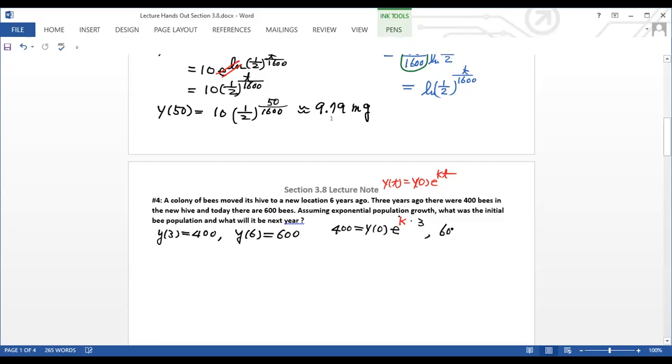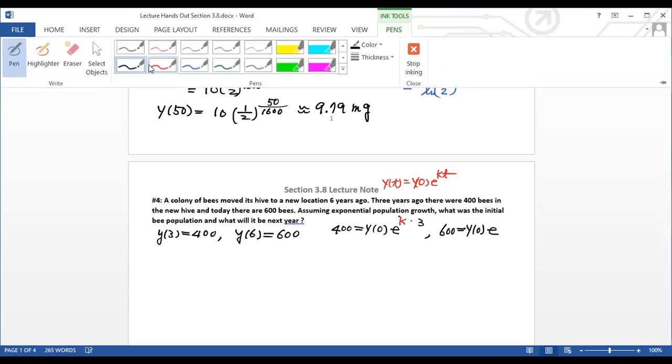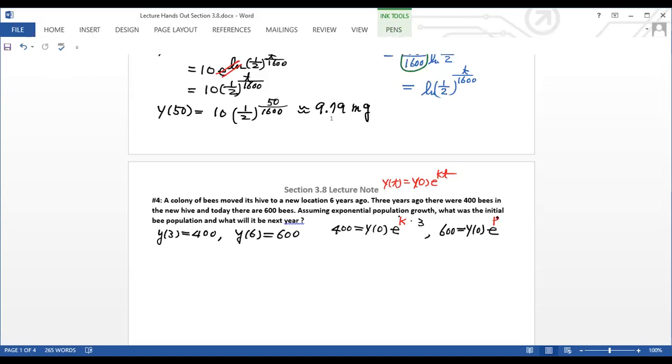Then at 600, use the formula: y0, still e, the same k. Now, how many years do I get 600? I have 6 years, right? So this is my equation. I have 2 unknown variables, y0 and k, and I have 2 equations, okay? So how do I solve it?